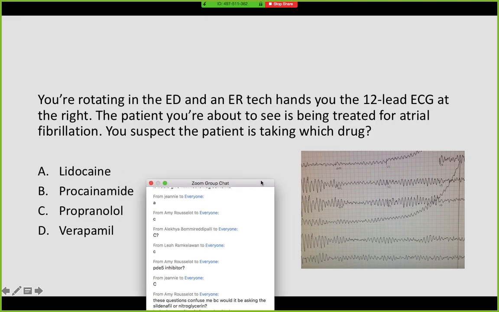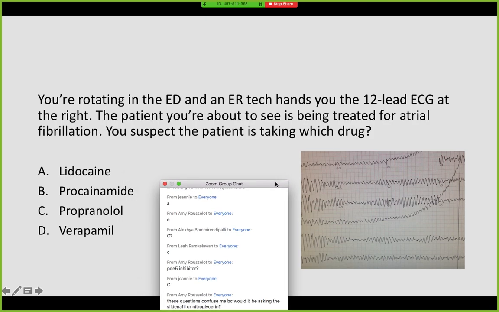Okay, so question here. You're rotating in the ED and an ER tech hands you the 12-lead ECG at the right. The patient you're about to see is being treated for atrial fibrillation. You suspect the patient is taking which drug?